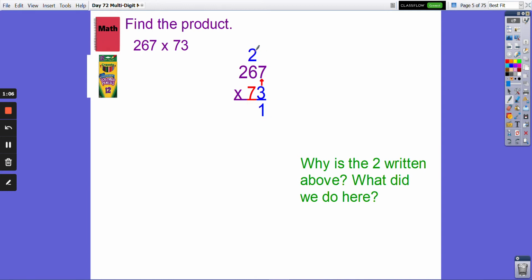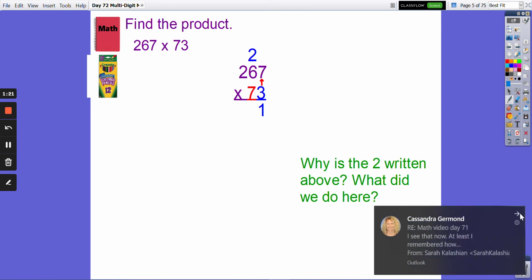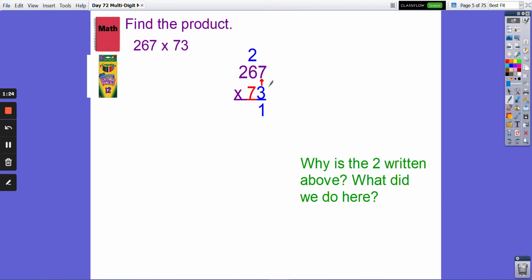But why is the 2 written above? The 2 is written above because that 2 is worth 2 tens. We got 21, 2 tens, 1. So instead of us writing it all down here like we did with partial products, we are simply writing it above so that we can do our addition right after we do that multiplication. It just creates a lot less numbers and work to look at, so it makes it a lot cleaner for us to track our work, okay? All right, let's keep going.